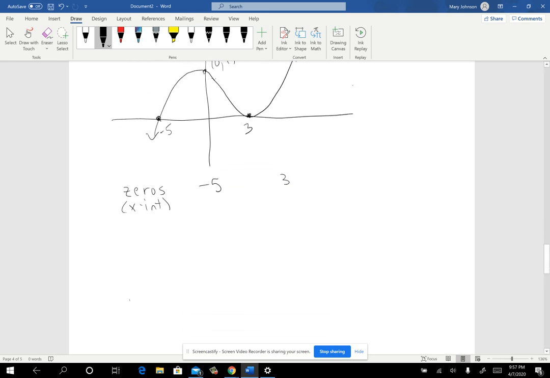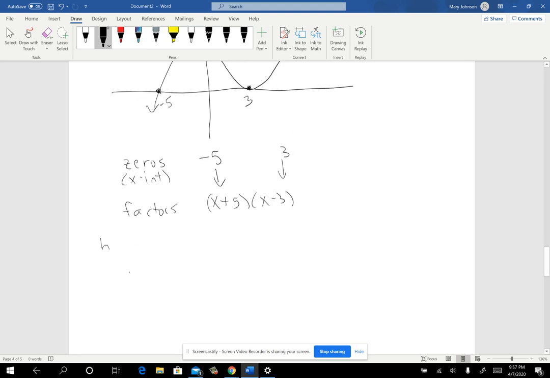All right, so these are going to help me get the factors of my formula. So the -5 will correspond to an x plus 5 factor. The 3 would correspond to an x minus 3 factor. Okay, now consider the behavior, the multiplicity, right? Multiplicity. It's the behavior at the zeros.